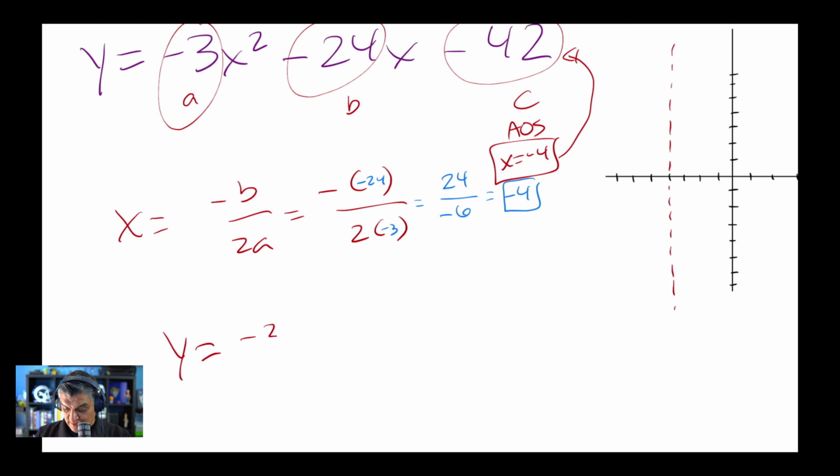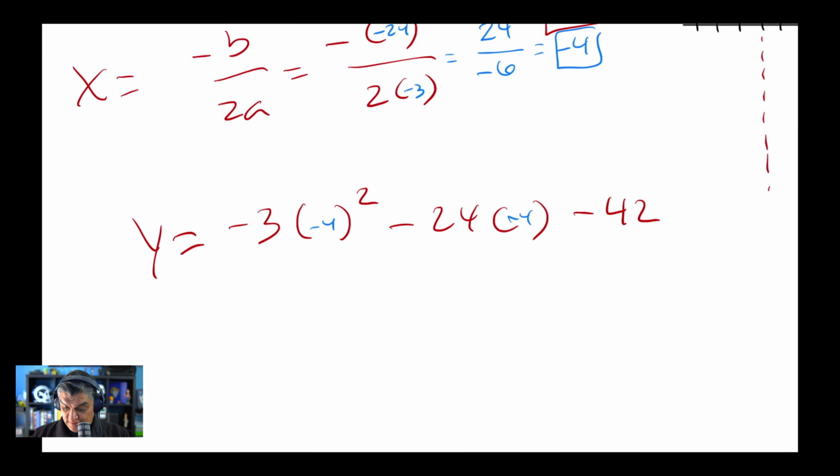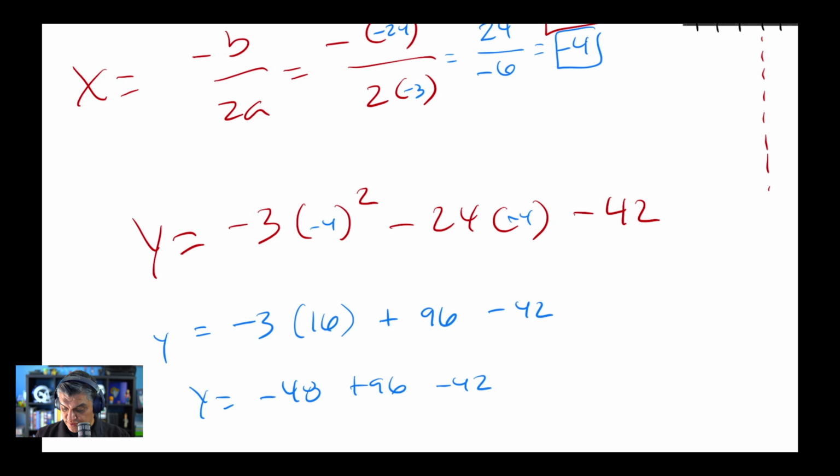So y equals negative 3 blank squared minus 24 blank minus 42. And my x is negative 4. So now negative 3 times negative 4 squared is 16. Negative 24 times negative 4 is a positive. What's 24 times 4? Well, 24 times 2 is 48, and 48 times 2 is 96. So plus 96 minus 42. So y equals negative 48 plus 96 minus 42.